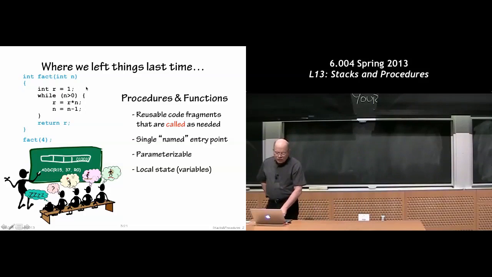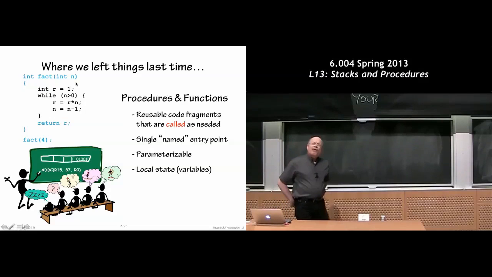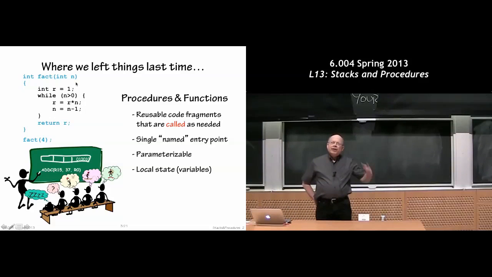Many procedures have a certain amount of local state. In this case we have a local variable r, and what I mean by local variable is that r doesn't really exist except when you've made a call to factorial, and then it goes off and creates it, figures out what location in memory to use for r, initializes it to 1, and things like that.